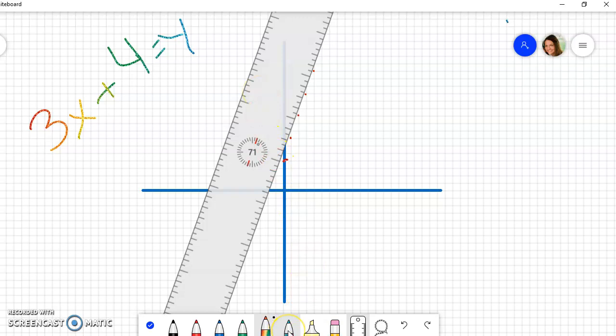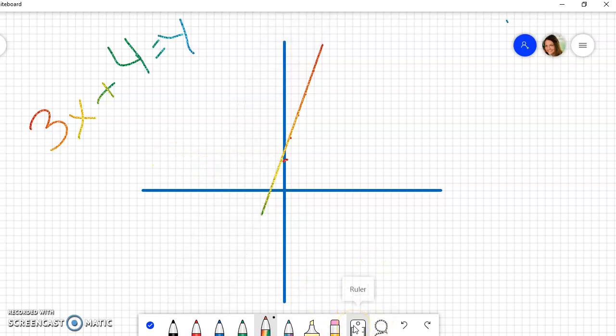Okay, and then when I find my line of best fit, then I can create my line. And there you go. That's how you're going to do your slope-intercept line.